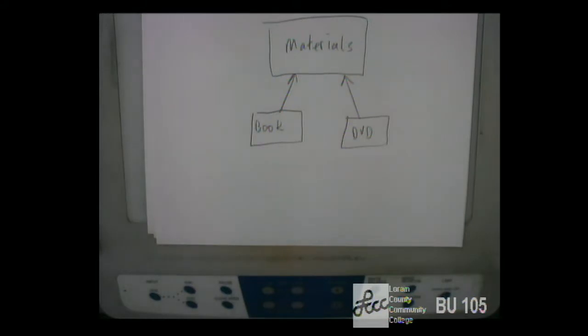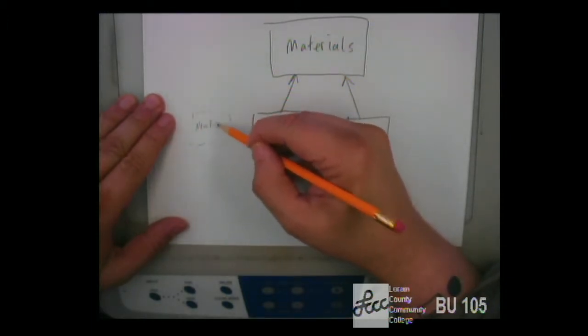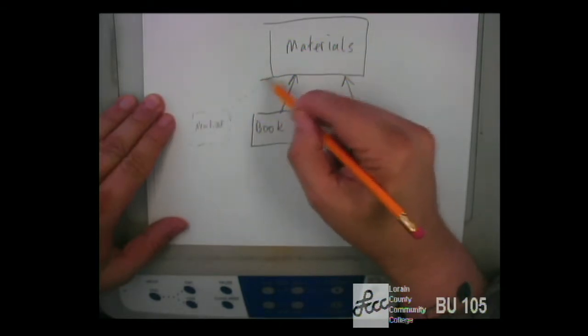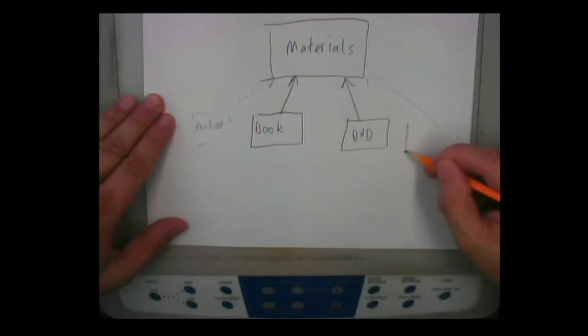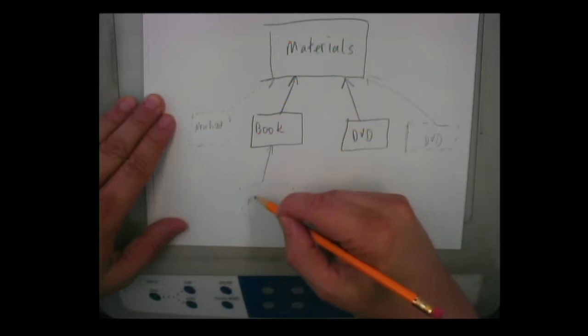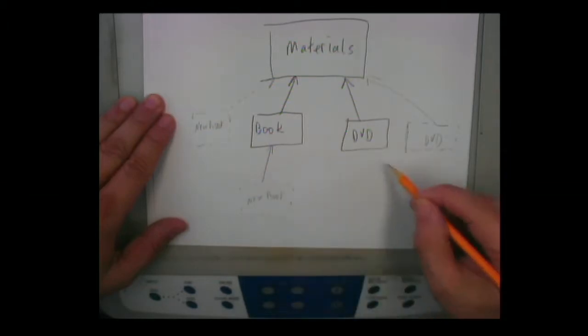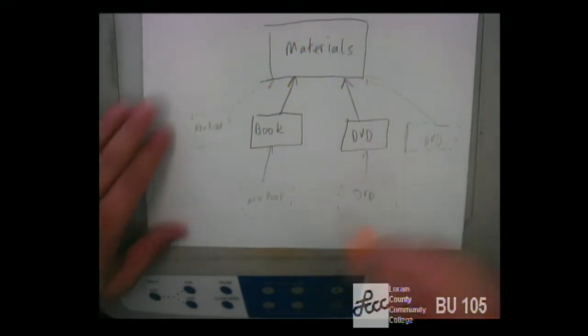So, where do new books and new DVDs come in? You have two choices. All right? I'll draw them with dashed lines to indicate that this is a choice. New book could inherit from materials, and new DVD could inherit from materials, or new book could inherit from book, and new DVD could inherit from DVD. Which one of those makes more sense?